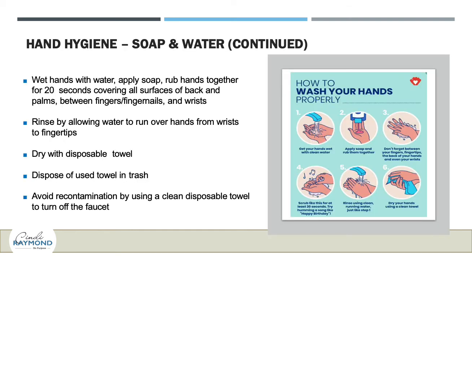So back to hand hygiene. Soap and water. When you're washing your hands with soap and water, you want to make sure that you're rubbing your hands together for at least 20 seconds, covering all surfaces, the back of your hands, between your fingers, underneath your fingernails, and your wrist. Rinse your hands, grab a clean paper towel, dry your hands off, and then after you dry your hands, that's when you grab another clean paper towel and turn the faucet off.